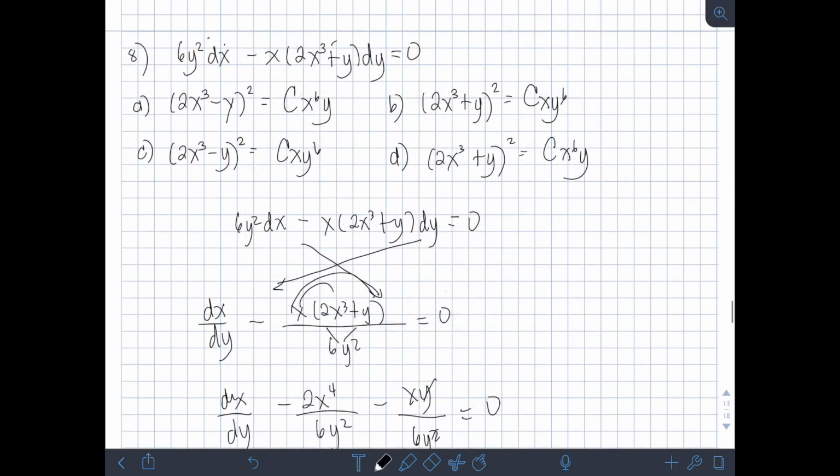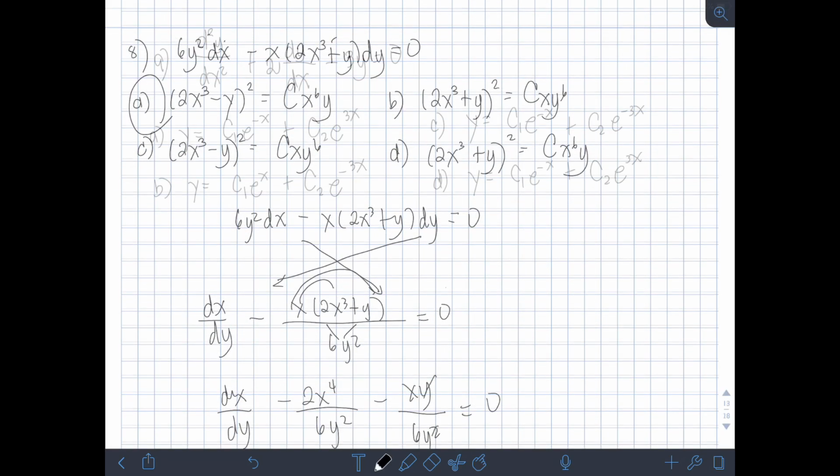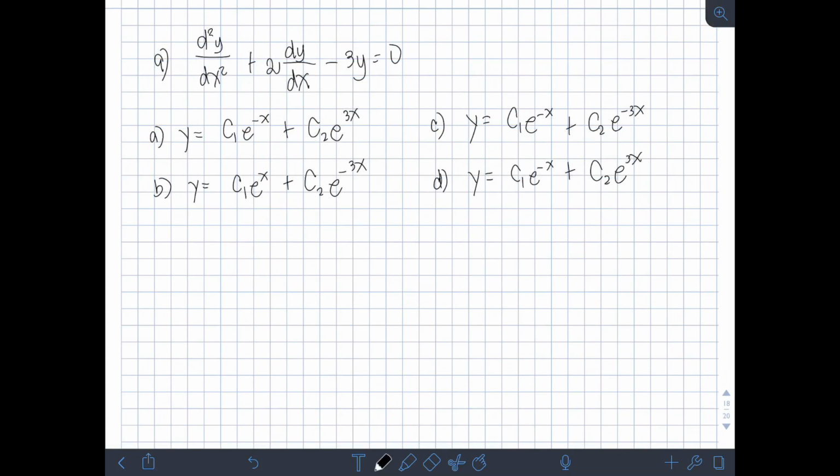Letter A. Okay? Next, we have second derivative of y with respect to x plus 2 derivative of y with respect to x minus 3y equals 0. Okay, so this time, yung example nating DE ay homogeneous DE with constant coefficients equated to 0.